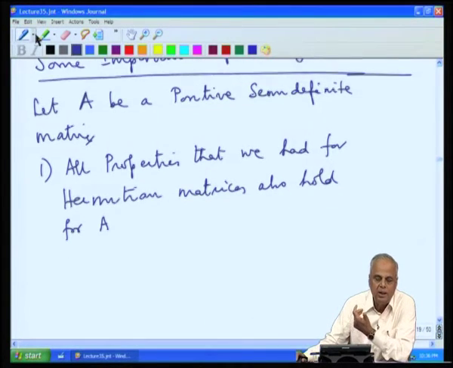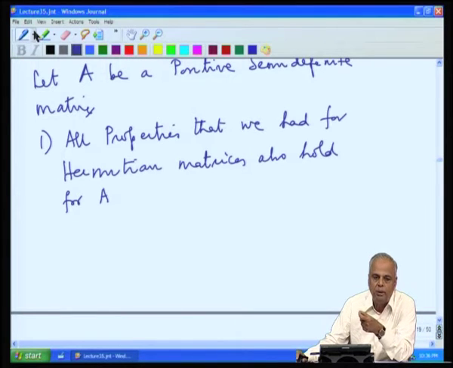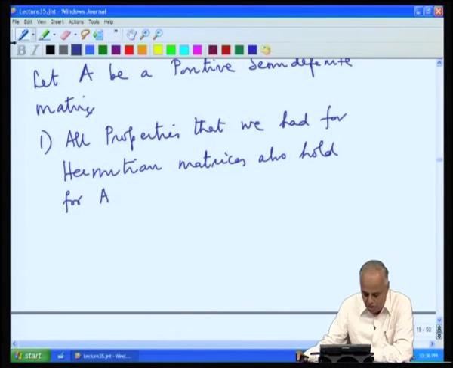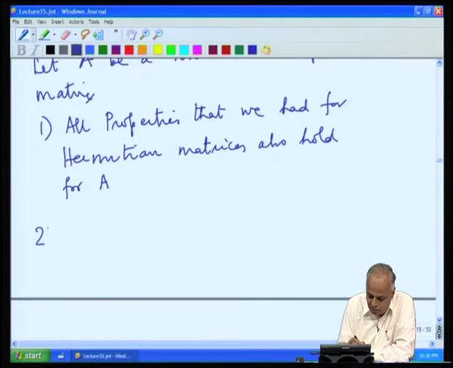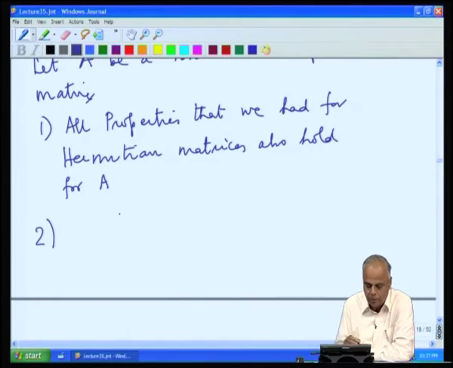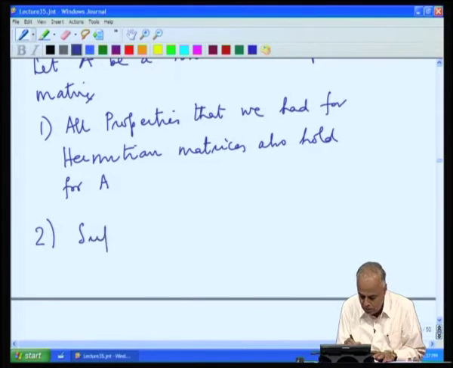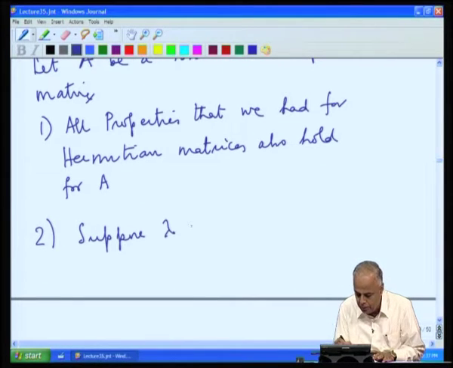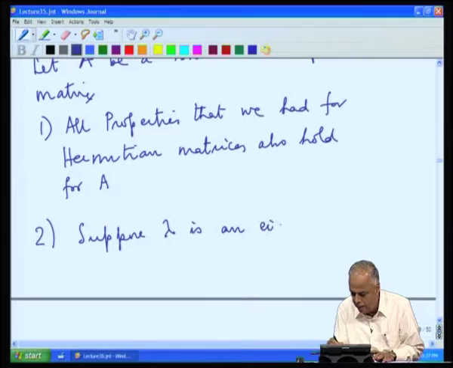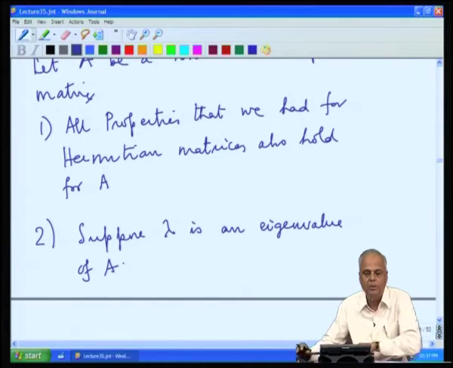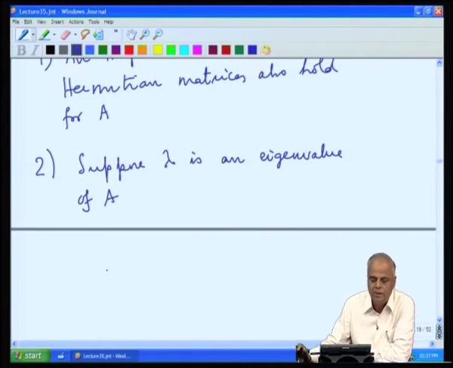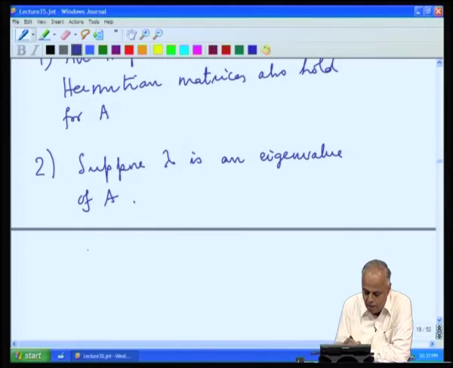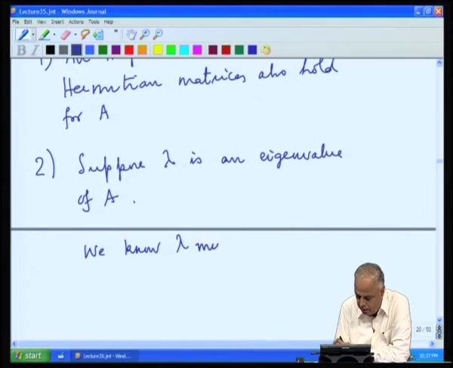What are the properties that they are going to get in addition to all these properties as extra properties, because they are positive semi definite? These properties are specific to positive semi definite matrices. Now, suppose lambda is an eigenvalue of A. So, I have a positive semi definite matrix and I consider an eigenvalue of A. We know lambda must be real.